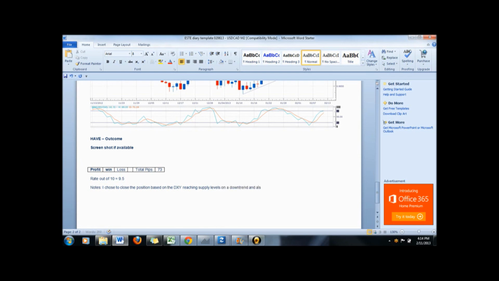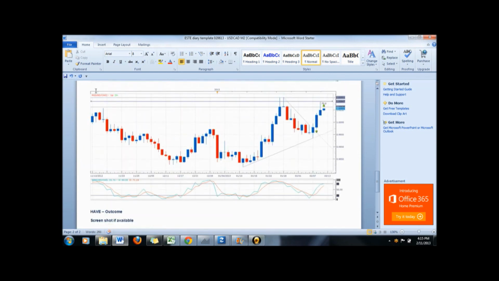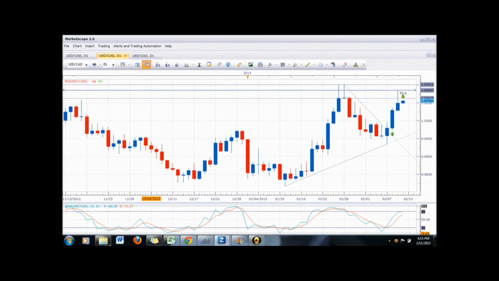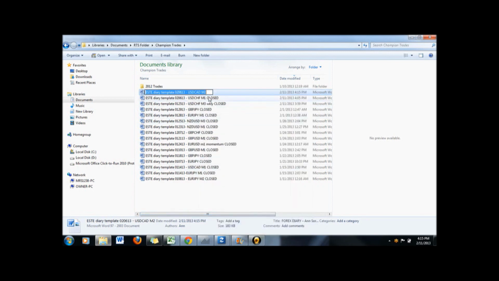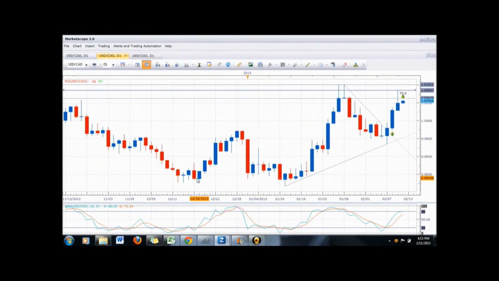On a downtrend, and also supply levels. That'll do, pig. Okay, so that is it. That's how we do it. I press save, close this, open that, and I'm going to rename it. And we're done. And I hope you enjoyed it.